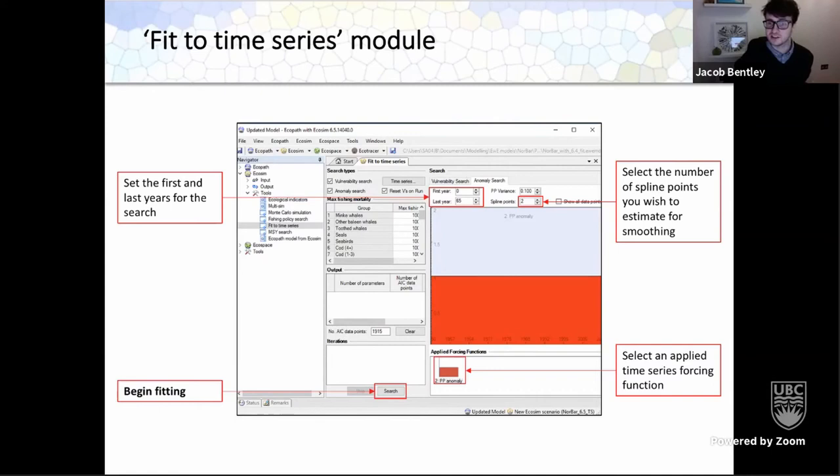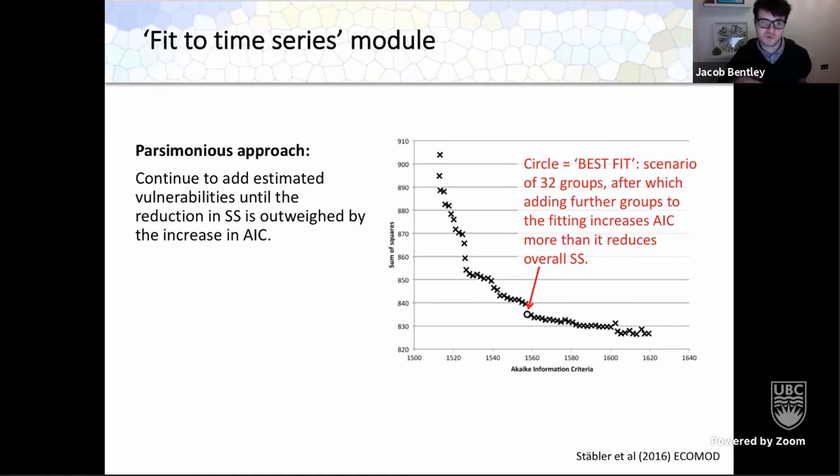So this is an approach that Moritz Sterber published called the parsimonious approach, where what he did was continue to add estimated vulnerabilities until the reduction in sum of squares is outweighed by AIC. So the best fit scenario here was 32 vulnerabilities estimated. After estimating more vulnerabilities for the model, the AIC increased more than the sum of squares reduced. So he found the best fit within that set of models that he produced.